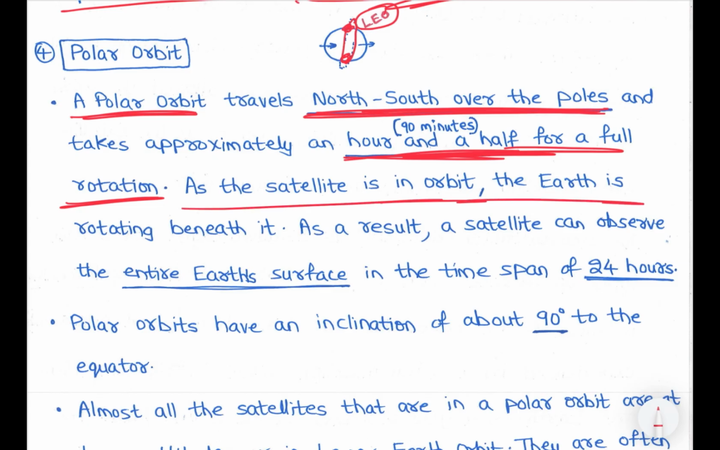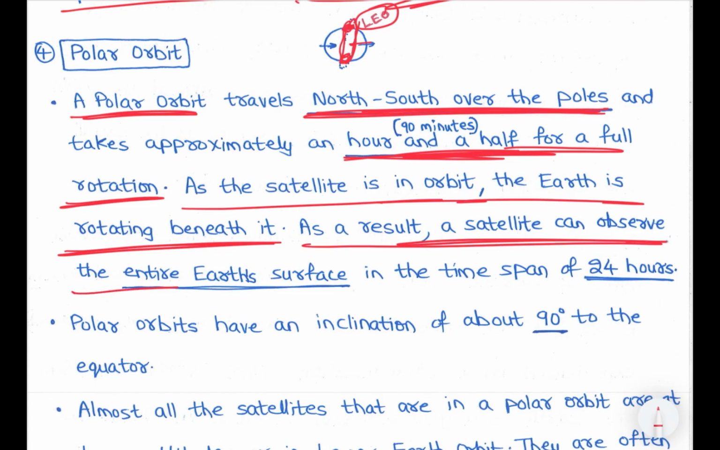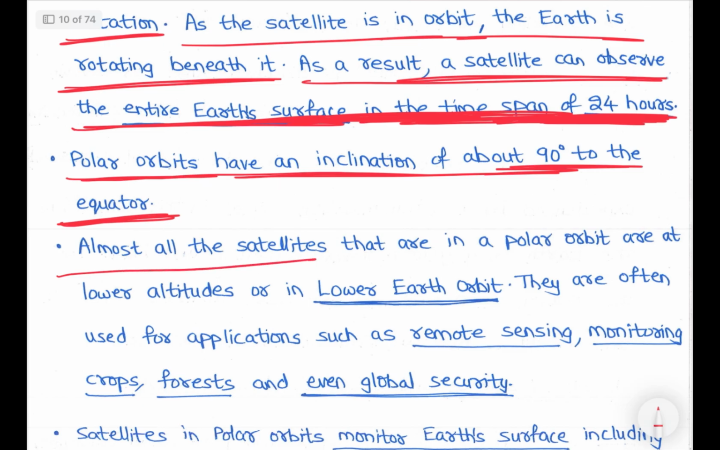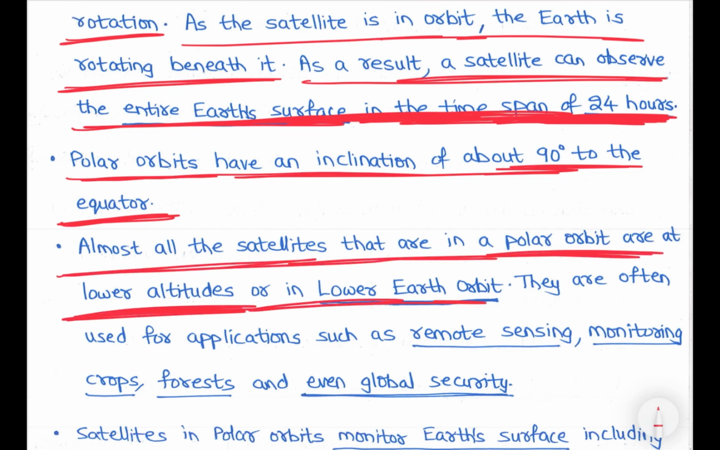And the satellite is in orbit, the earth is rotating beneath it, right? Rotating satellites orbit में earth भी rotate कर रही है. As a result, a satellite can observe the entire earth's surface in the time span of 24 hours, right? In a time span of 24 hours, the satellite can observe entire earth's surface. So polar orbits have an inclination of about 90 degrees to the equator, right? So almost all the satellites that are in polar orbit are at lower altitude or low earth orbit.